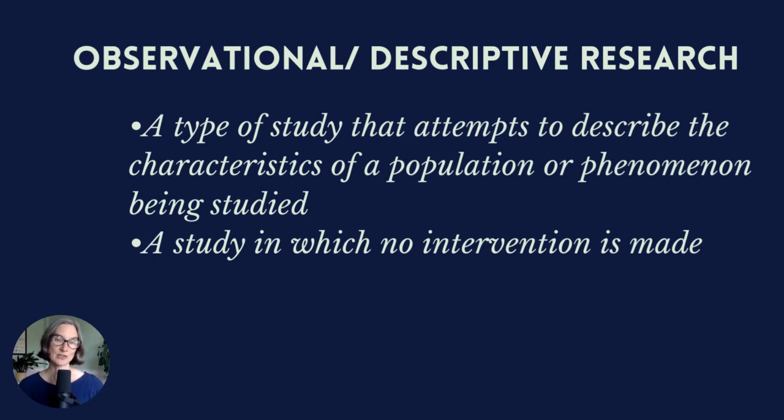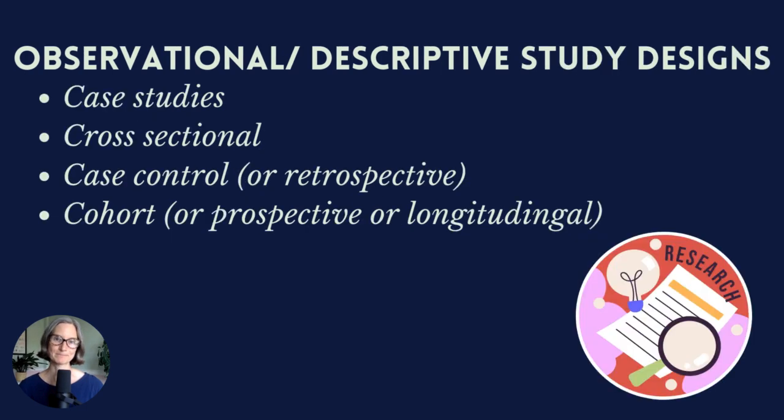So, an observational or descriptive study is a type of study that's attempting to describe, as you would guess by the name, the characteristics of a population or a phenomenon being studied. And so, it's a study in which there is no intervention being made. And it's one of the best methods for determining the incidence and the natural history of a condition. When we talk about incidence, we're really talking about that rate of occurrence of something.